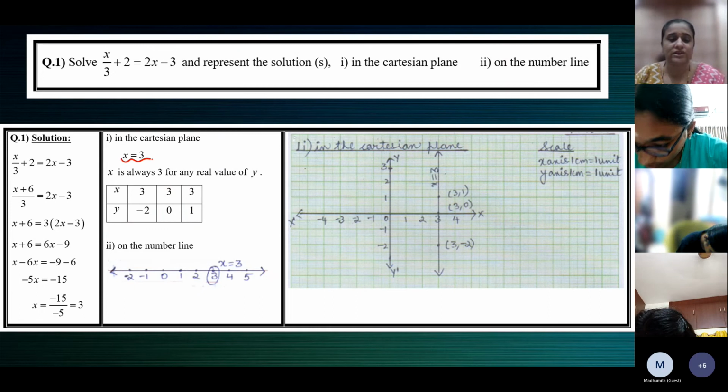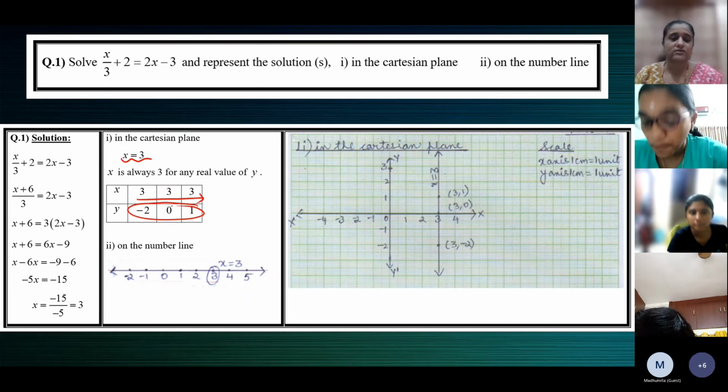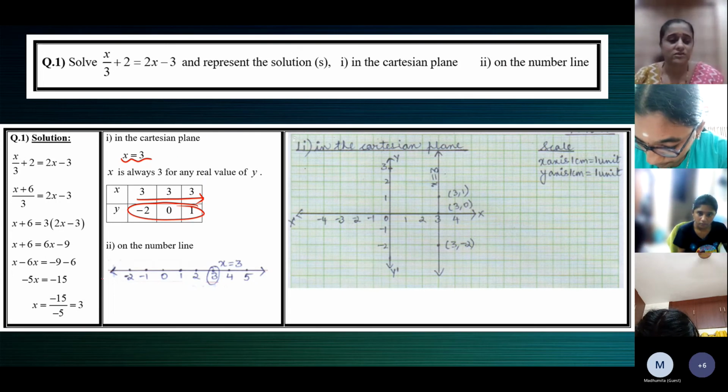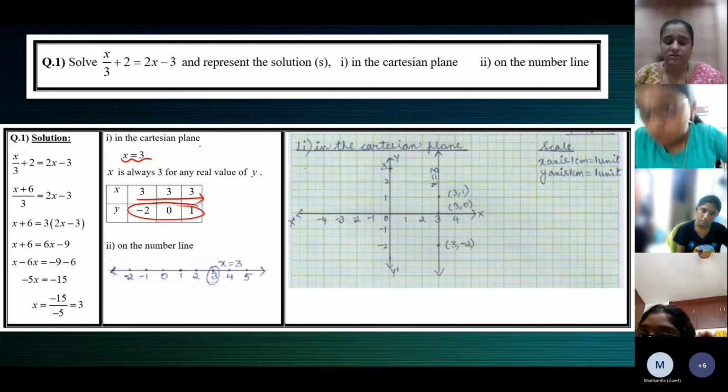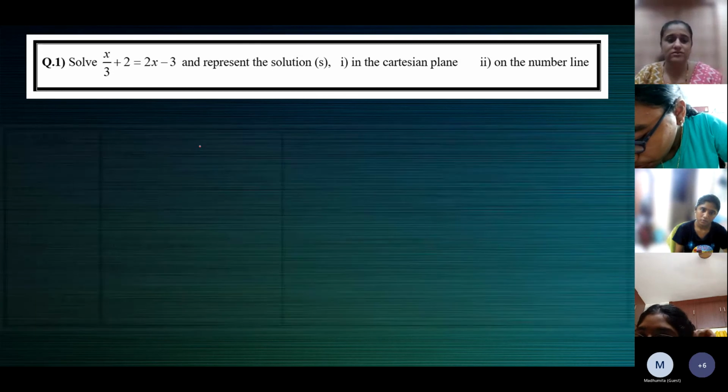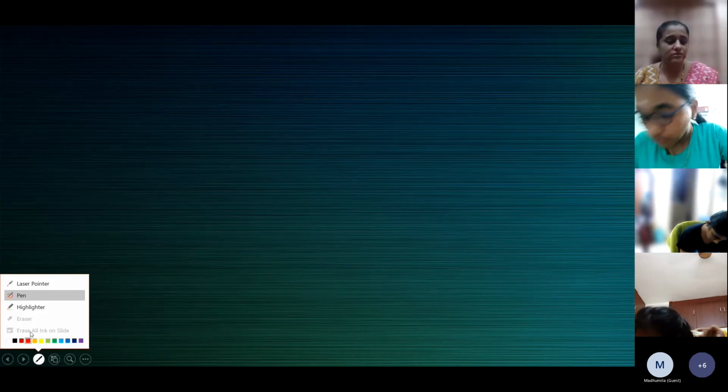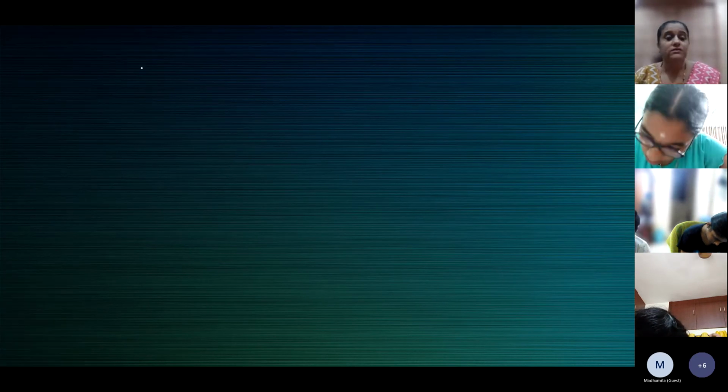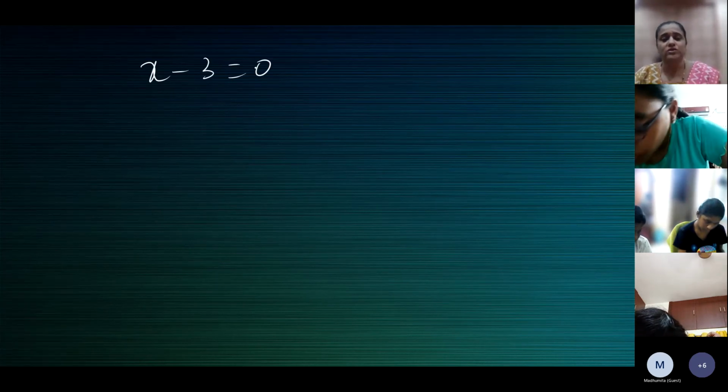When x is equal to 3, it means x is always 3 for any value of y. See, the equation is x is equal to 3. That's what I showed you earlier. Let me write it here. Supposing we have x minus 3 is equal to 0. What is this? It's a linear equation in one variable x.